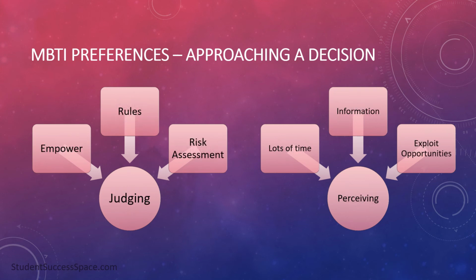Our judging preference wants to know that there is definitely someone who's going to be empowered to make the decision. And you're going to find that the judging preference, if they don't see that there's someone empowered to make the decision, may just be frustrated and tend to just walk away from the entire process. They need to make sure that there are guidelines, parameters, rules for the entire process. And if not, again, they may just walk away. They need to analyze all of the risks because the judging person and preference does not like surprises.